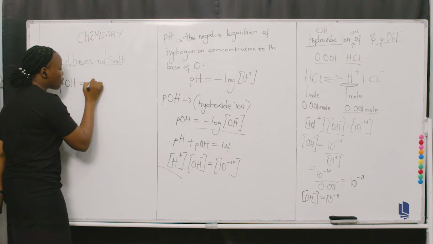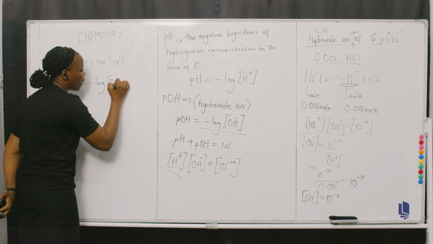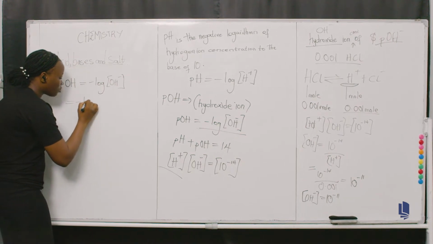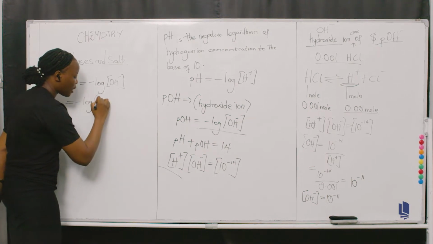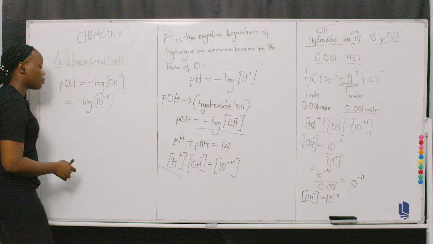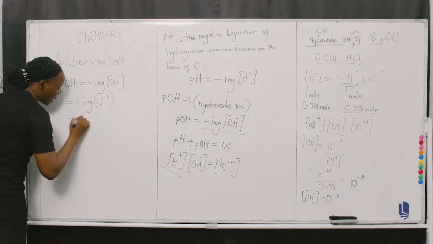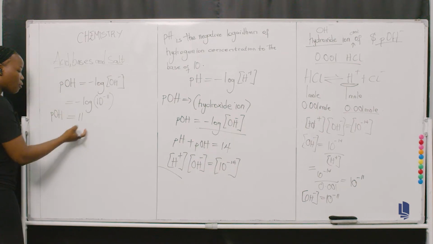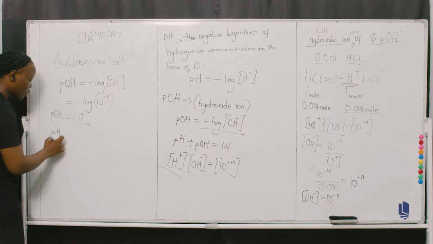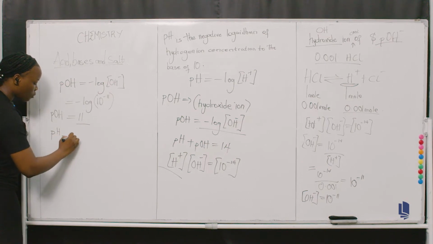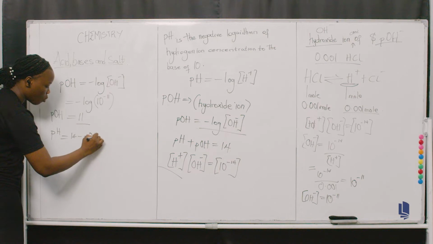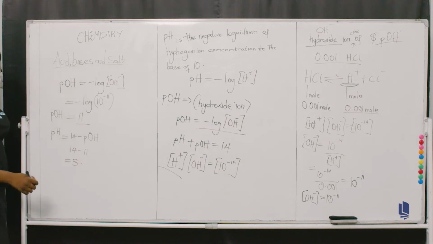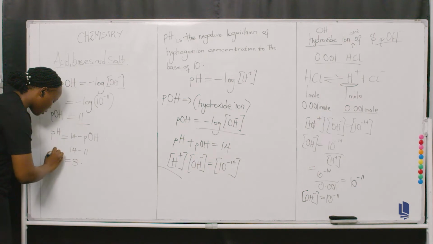pOH is equal to minus log of OH minus. So from here, it would be minus log of 10 raised to power minus 11. When you punch this on your calculator, the answer would be 11. So my pOH is 11. From this value, I can determine my pH, because my pH would be equal to 14 minus pOH. This would be 14 minus 11, which would be 3. And so my pH is 3.